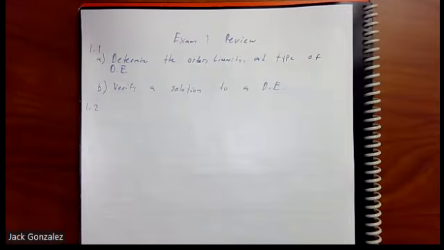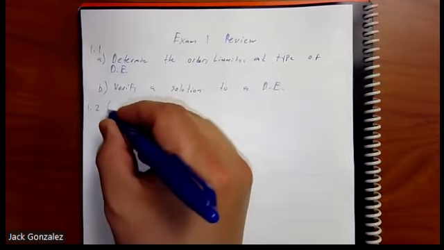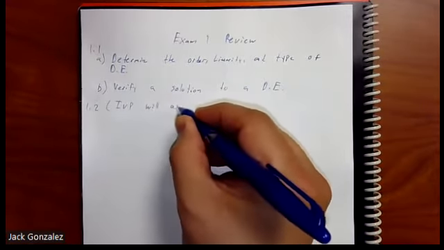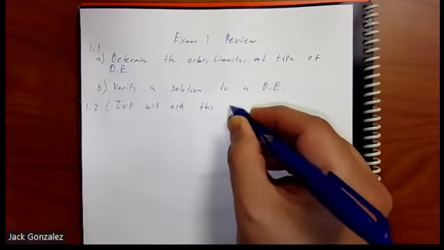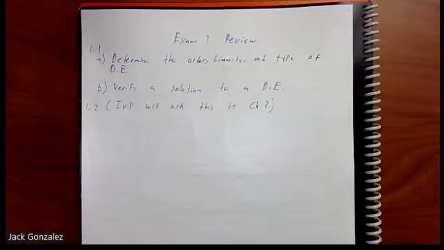1.2. I think I'm not going to ask any 1.2 because that's going to come up later. I'll just make a note here. This was about IVP. We'll ask about this in chapter 2. So let's move on to chapter 2. I'm not going to ask any about 1.3. I told you that was a credit assignment. I think it's an interesting section, but we're not going to have time for it.